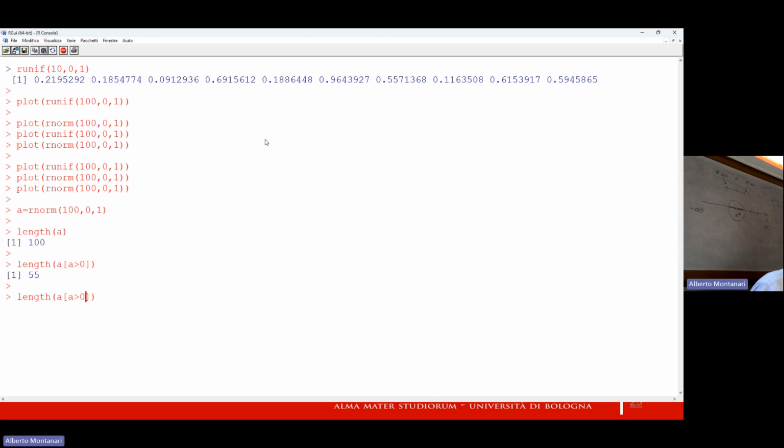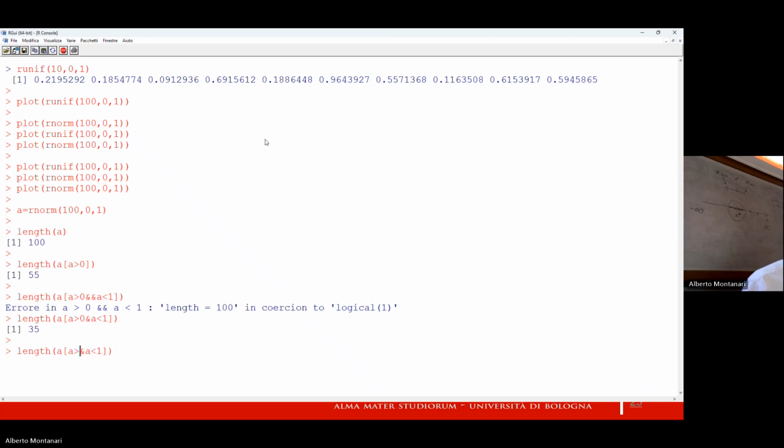Now, let me just see how I can put two conditions, A less than 1. Let's see if it works. Okay, good. We are done. Now what we need to do is, we generated this A, length A greater than -4, and A less than -3.5. This should work. Let's try to do that.